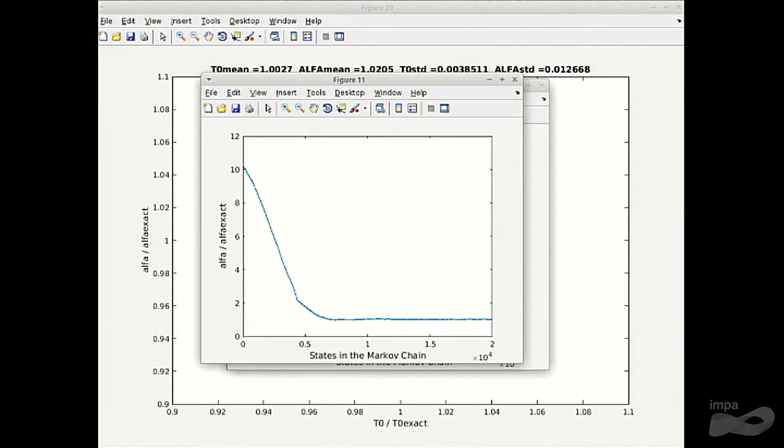So then we have alpha. This is the Markov chain for alpha. We start from 10, a value 10 times larger than the actual parameter, and it goes down, and eventually it reaches a value around 1.